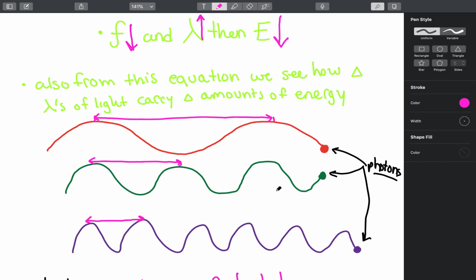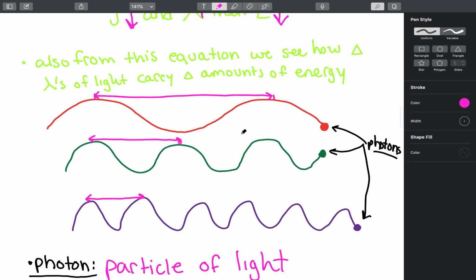So based upon the relationship above, which type of light do you think has the highest energy? Hopefully you said violet has the highest energy, and that's because violet has the lowest wavelength. And this lower wavelength allows violet to have a higher frequency. As we can see here, there are many more wavelengths for the violet light than there are for the green light or the red light. Therefore, violet has the highest energy, green has the medium energy in this case, and red has the lowest amount of energy.